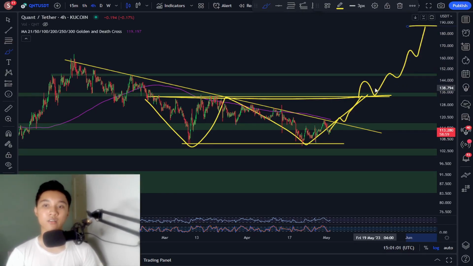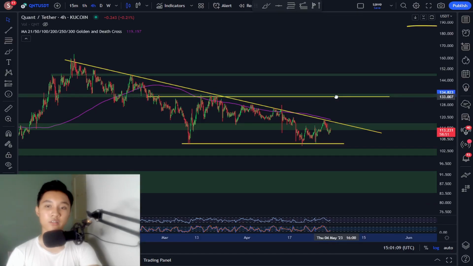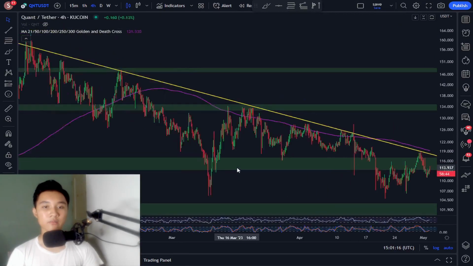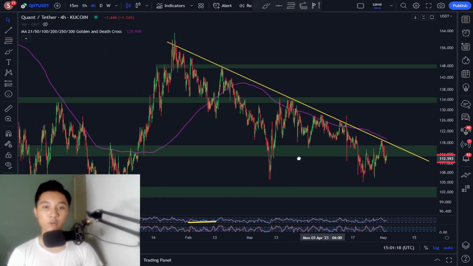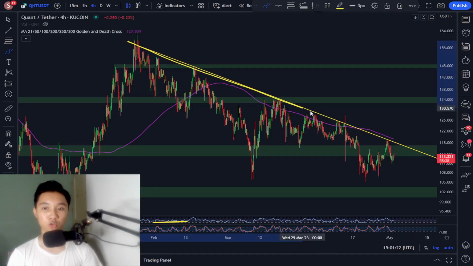Yes, that is one possibility, but again, right now it is still too early to call that, because first of all, the Quant price still has not, wait a second, broken above this trend line. One thing we must do right now is we want to see the Quant price have a break above this trend line in order for me to flip bullish.